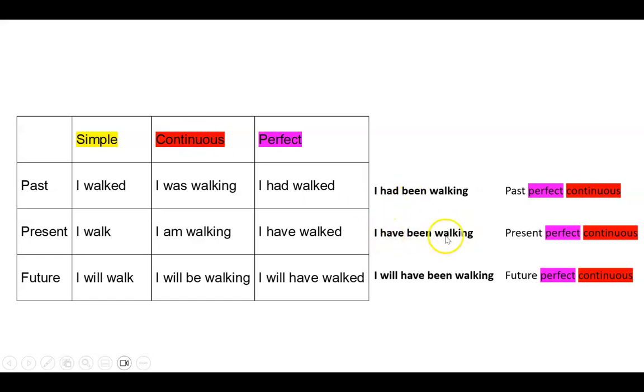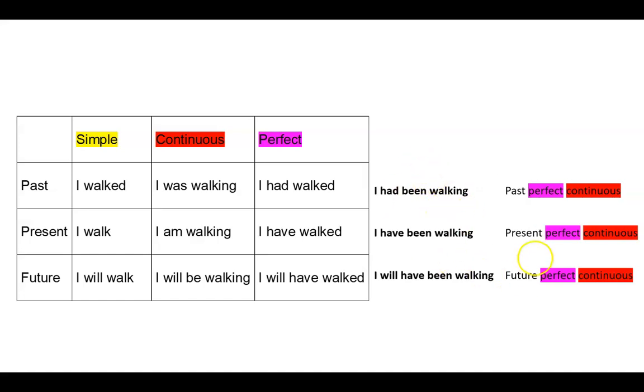I have been walking shows us a finished result in the future, or sorry, in the present. This is present tense. I have been walking, a finished result in the present after a process. Here we have a finished result in the future after a process. And here in the past, a finished result in the past after the process, walking.